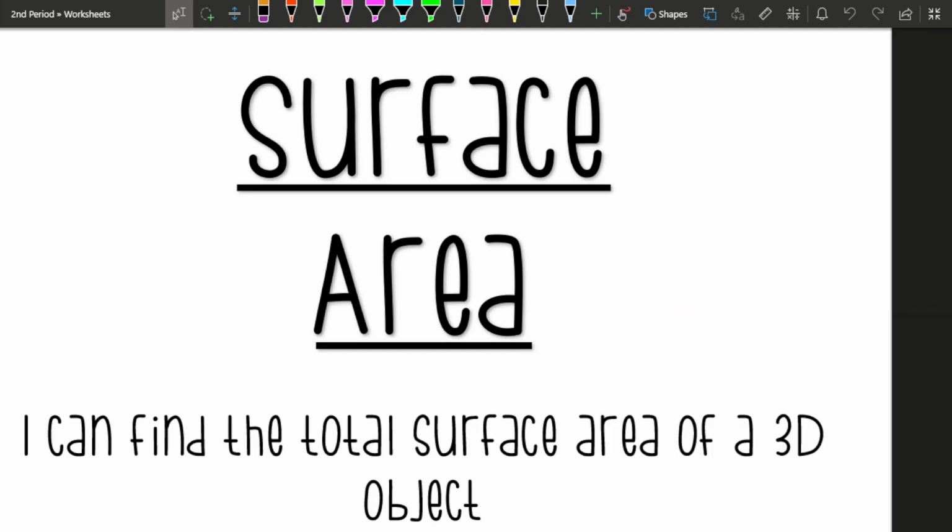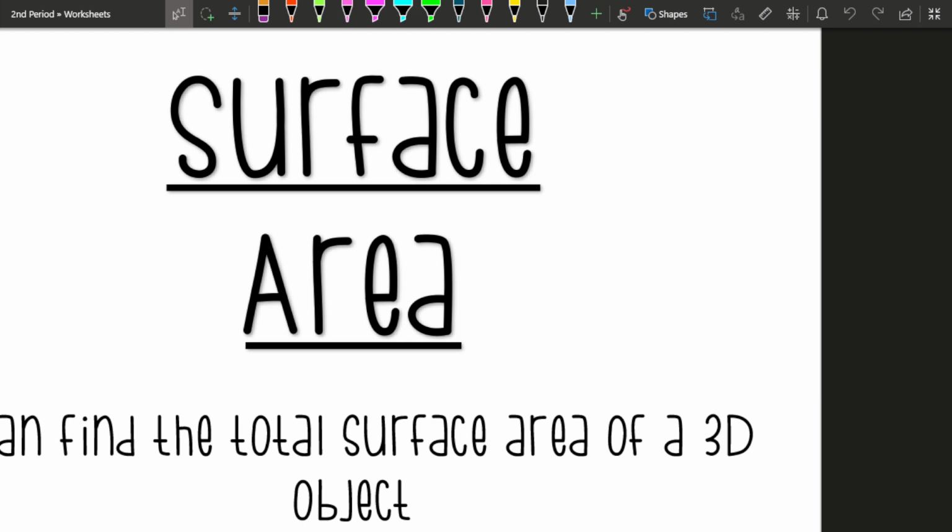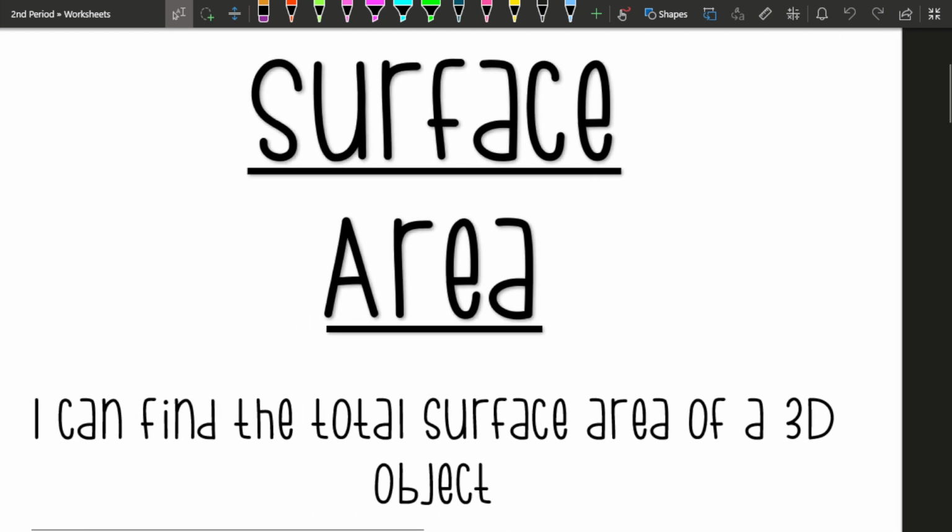All right, so surface area. By the end of this lesson, we're going to be able to find the lateral and total surface area of a 3D object. In this case, we're going to be talking about rectangular and triangular pyramids and prisms. Previously, we talked about those, but to find the volume, we found the inside. Now we're going to find the outside.